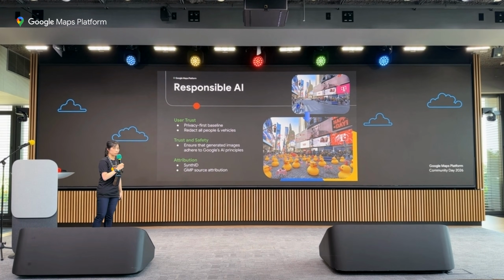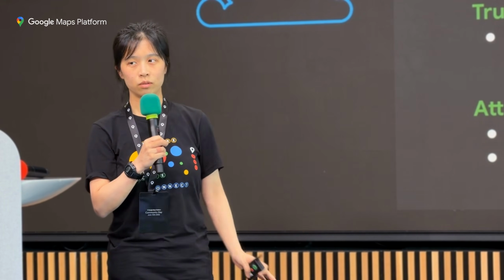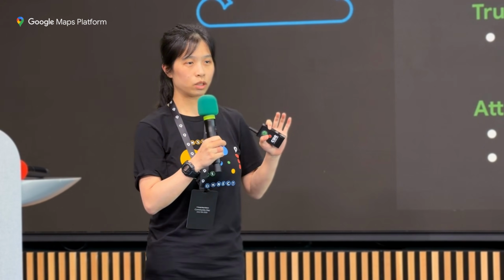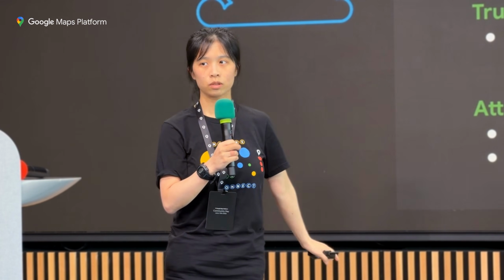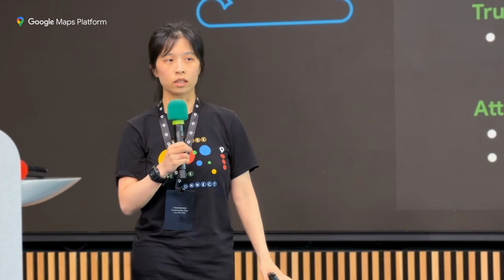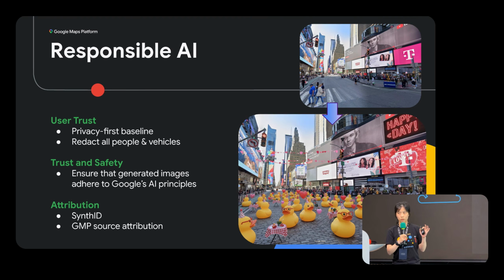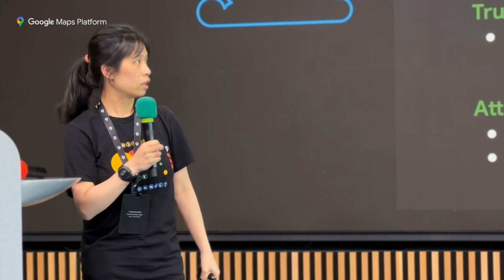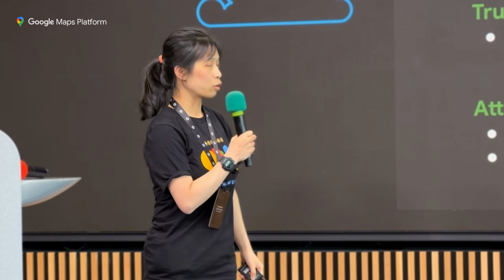All right, so I've talked a lot about the end result, but how do we get there? Number one, in alignment with Google's AI principles, we practice responsible AI. First, that means we start from a privacy-first baseline to make sure that we preserve and uphold user trust. We make sure we redact all the people and vehicles from every Street View image before we generate on them.